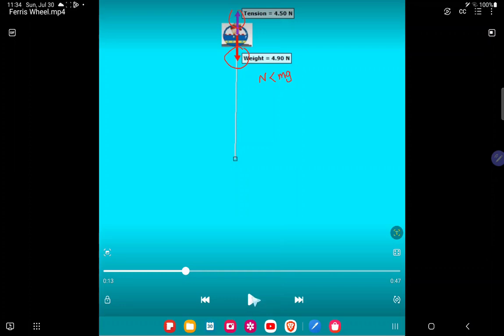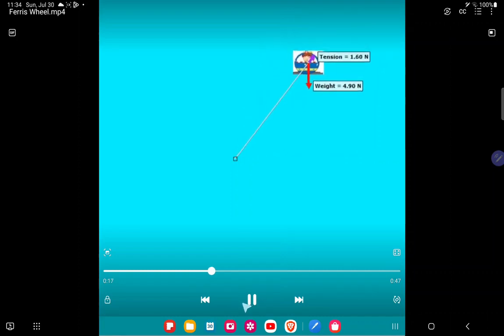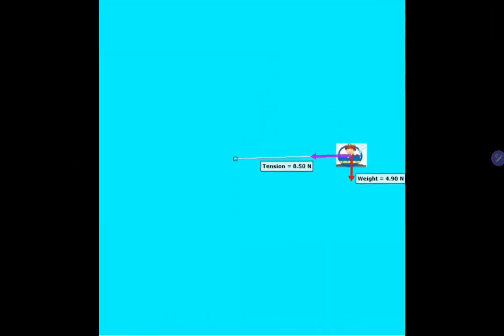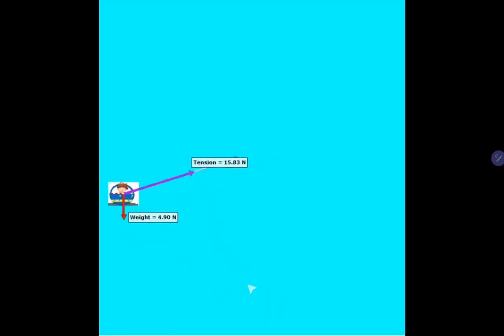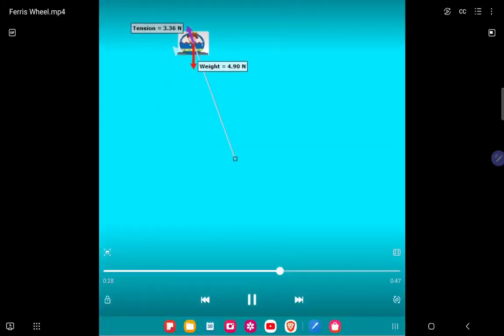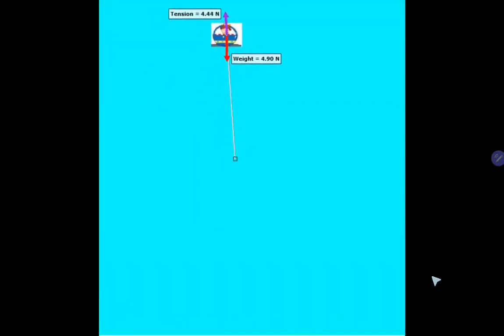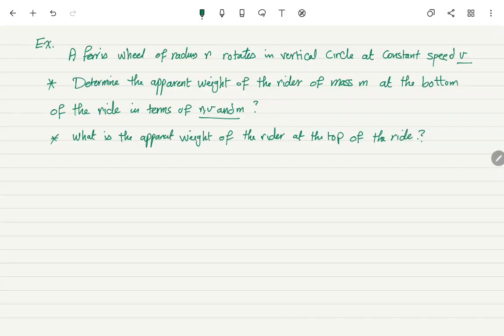Now let's continue here. As we can see, the normal force is changing, and it has its maximum value at the bottom and its minimum value right here, almost, in this situation. Back to our example, we have a child or a rider inside a cart in the Ferris wheel, and this is the situation here.